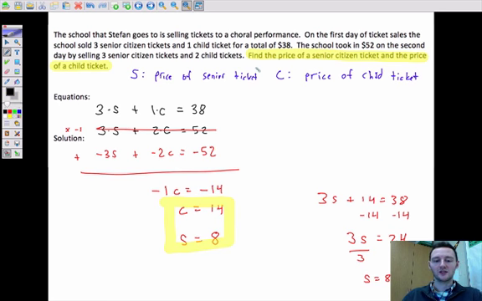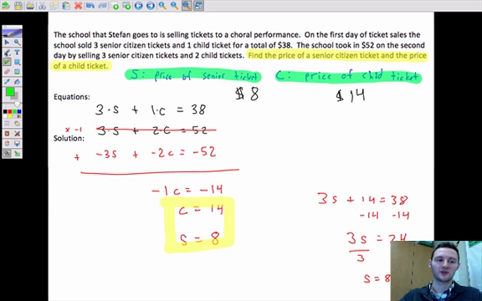The last part, we need to actually say what this means in terms of the problem. This means, and again, if we look back to what we were trying to find, C is the price of a child ticket. So a child ticket is going to be $14. A senior ticket is going to be $8. That's what the problem is asking us to find. And again, the interpretation part comes almost entirely straight from defining your variables. If you have defined your variables incorrectly, it's almost impossible to get the interpretation right. Okay?